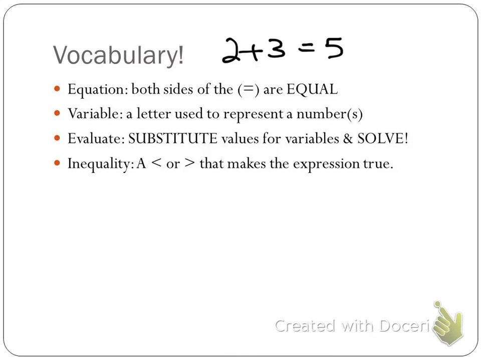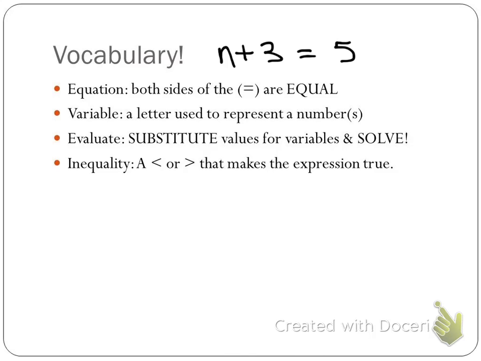Now in this chapter, we're going to deal with variables that can only have one value. Like if I said n plus 3 equals 5, what is the only value that could make this equation true? 2. That's the only number. If I put 1 in there, is 1 plus 3 5? No, there's only one number that can make the equation true.